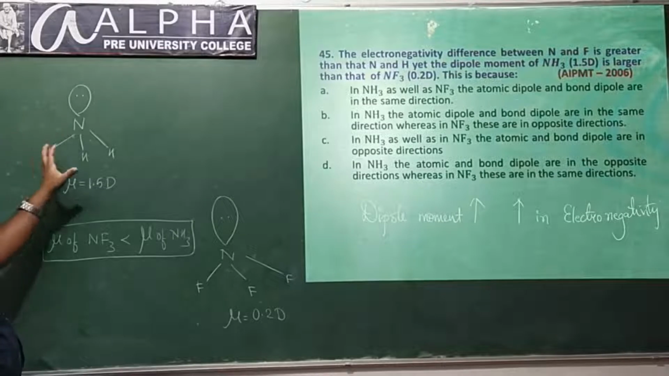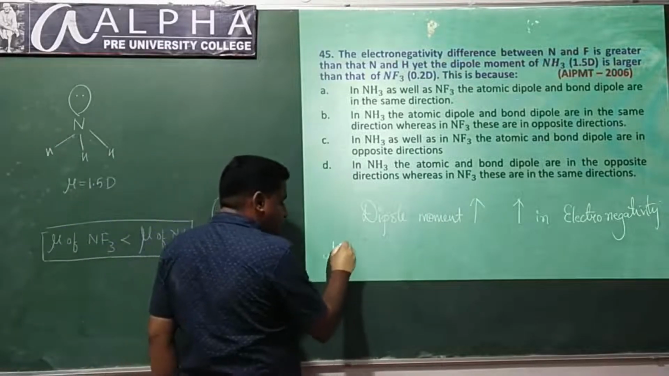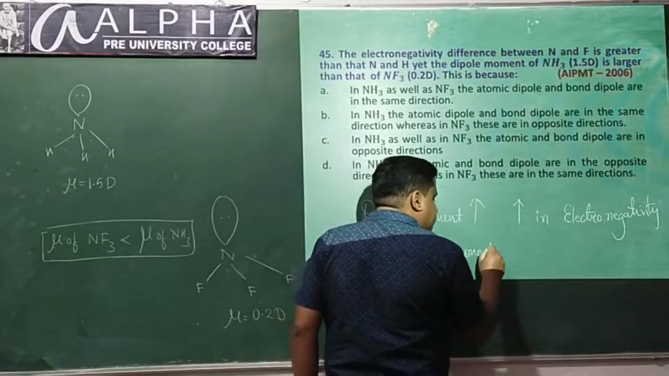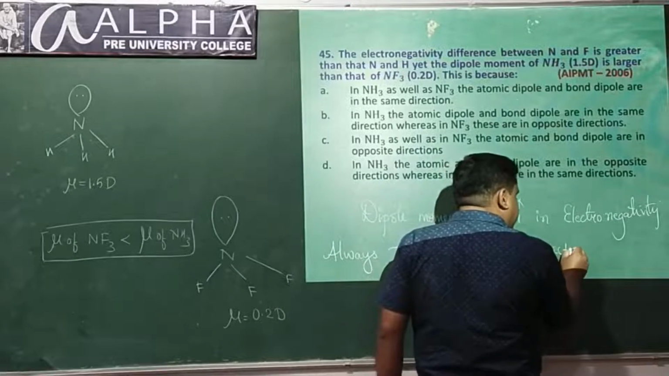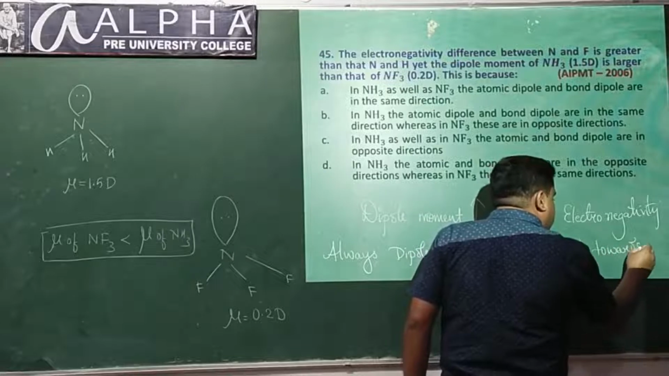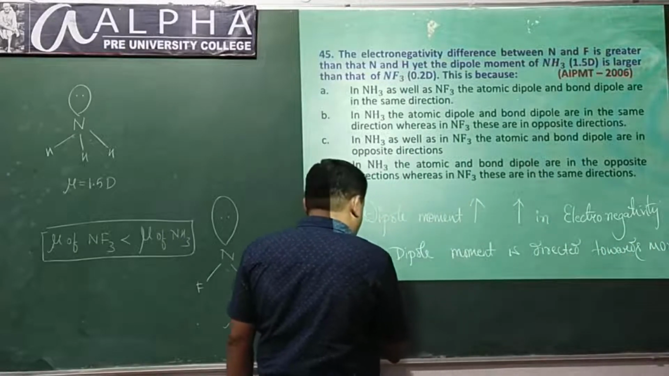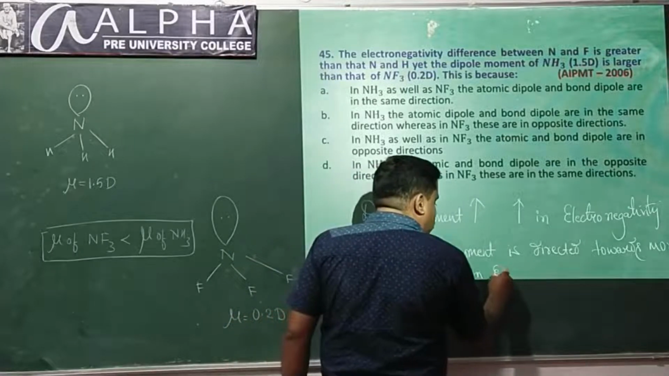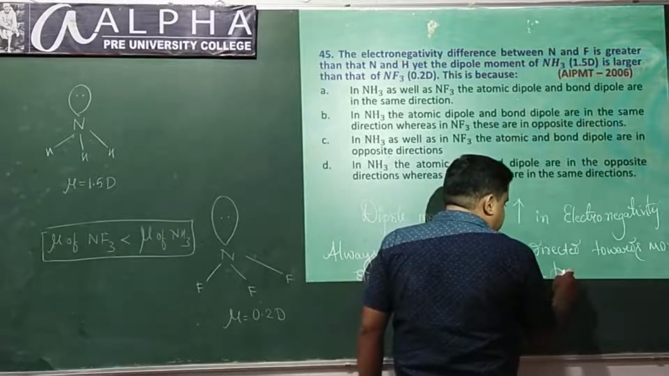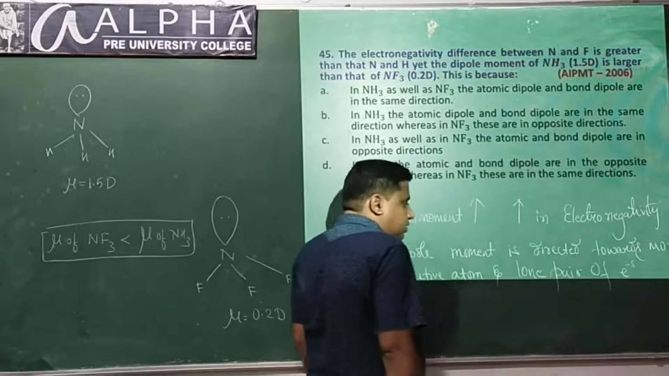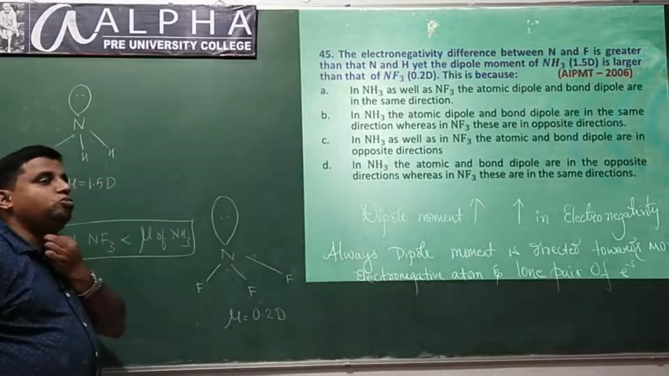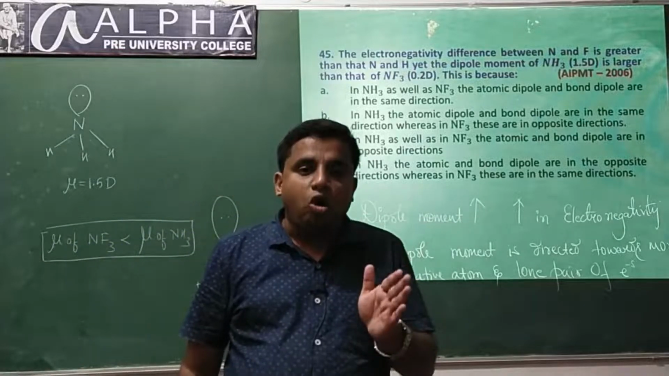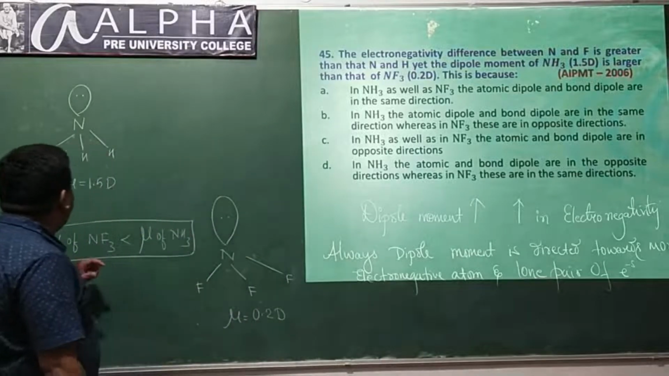Okay, so here, what is the direction of the dipole moment? The dipole moment is always directed towards the more electronegative atom and the lone pair of electrons. That means the dipole moment is directed towards the more electronegative atom, or it is directed towards the lone pair of electrons.